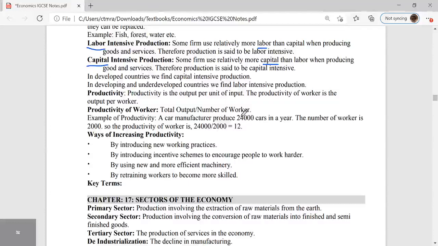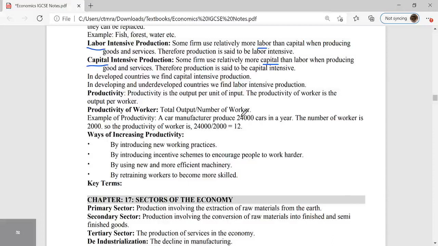Okay, so labor-intensive production. So in our country, in Bangladesh, the agricultural sector is labor intensive. They have labor intensive production, right? Why? Because you'll find that lots of laborers are working in this industry. Okay, and we are using a low amount of machinery in this sector. Okay, and in capital intensive production, what's happening is that we are using machinery more.